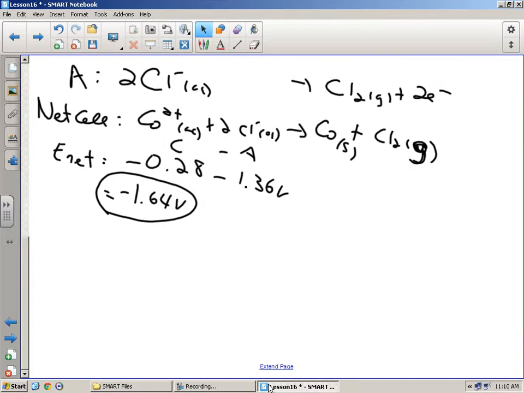It is a non-spontaneous reaction, yeah. This one right here? Sure. Non-spontaneous, yeah. And like I said, you would need to apply at least 1.64 volts to get that reaction to take place. Okay?